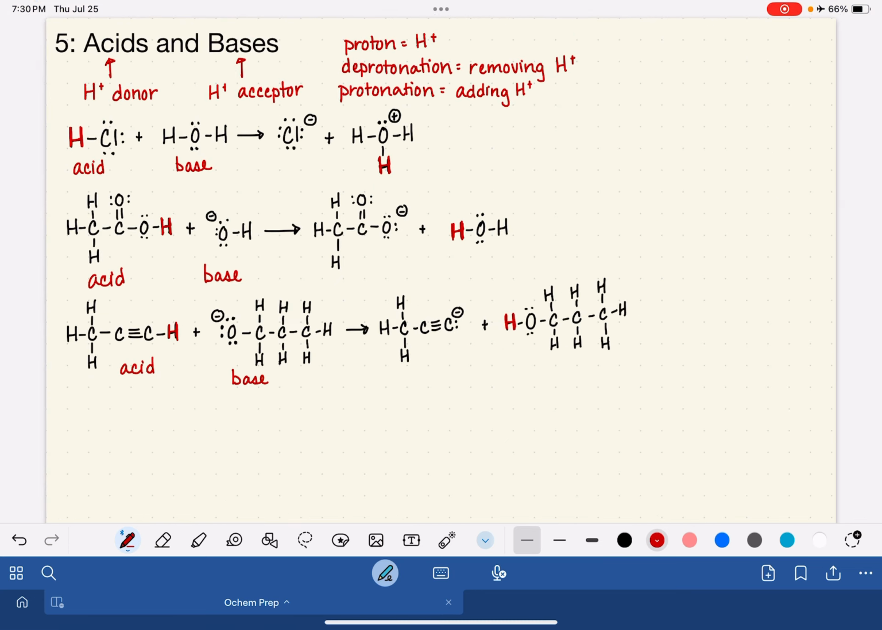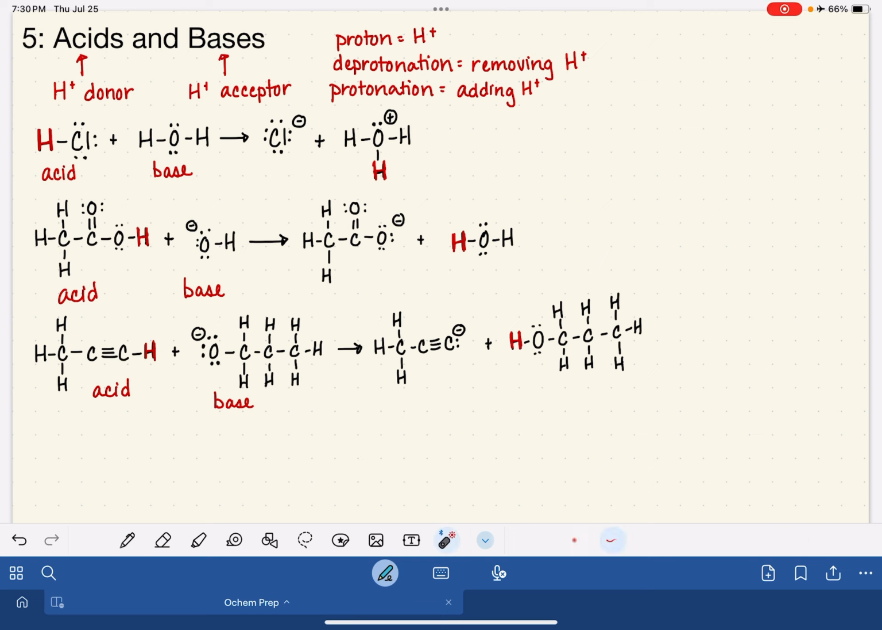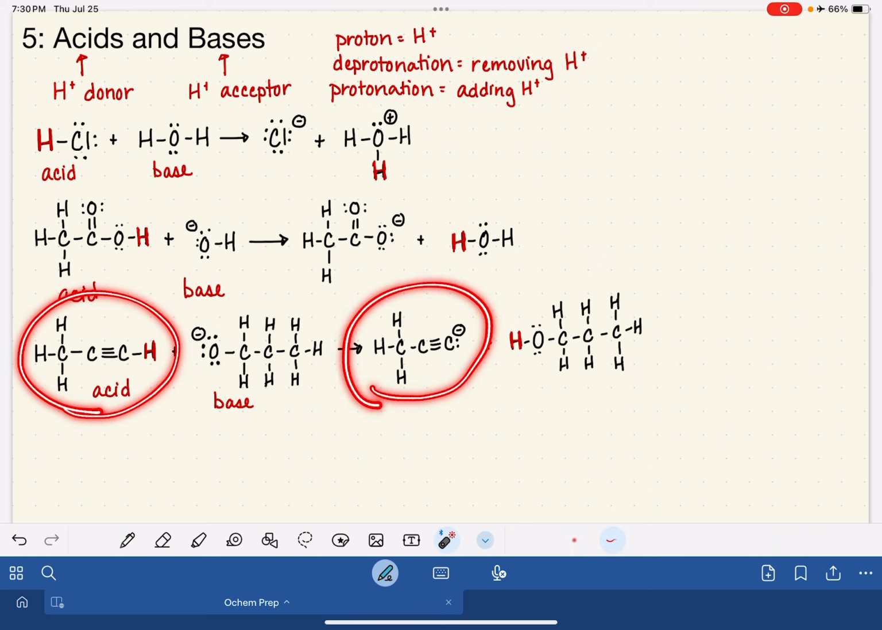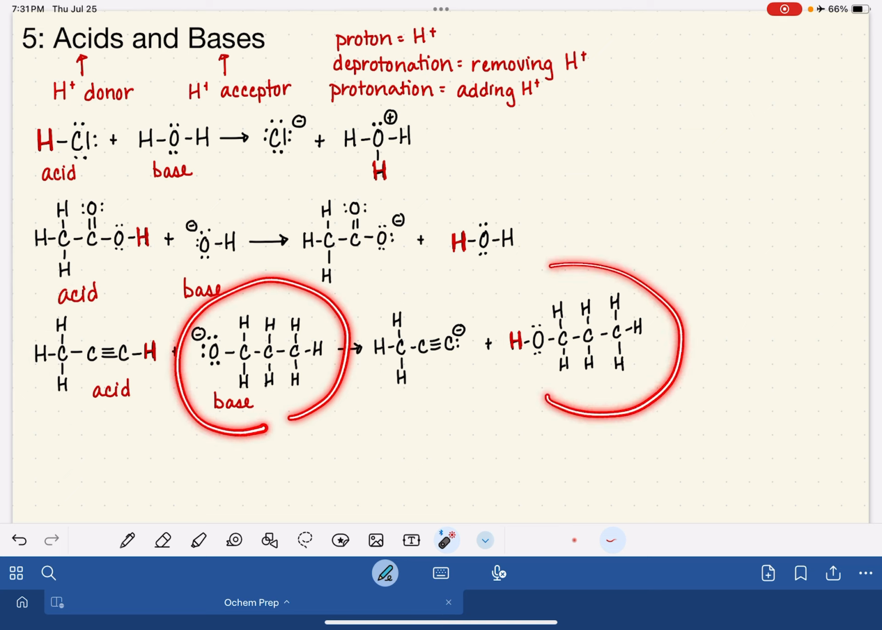If you can get comfortable with drawing the structures of acids after they've been deprotonated and drawing the structures of bases after they've been protonated, that is, I'm giving a thumbs up right now even though you can't see it, a good skill to have as you're coming into organic chemistry.